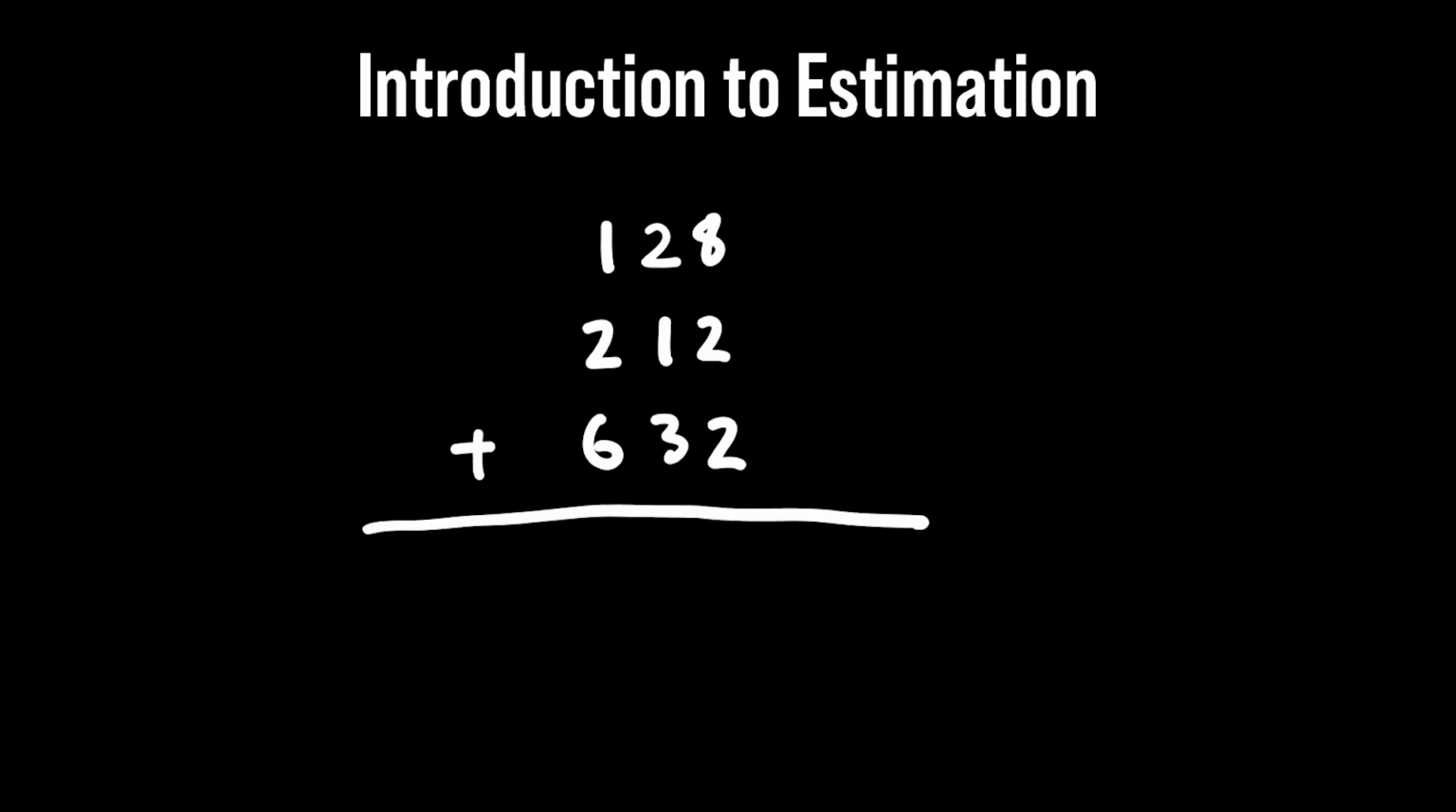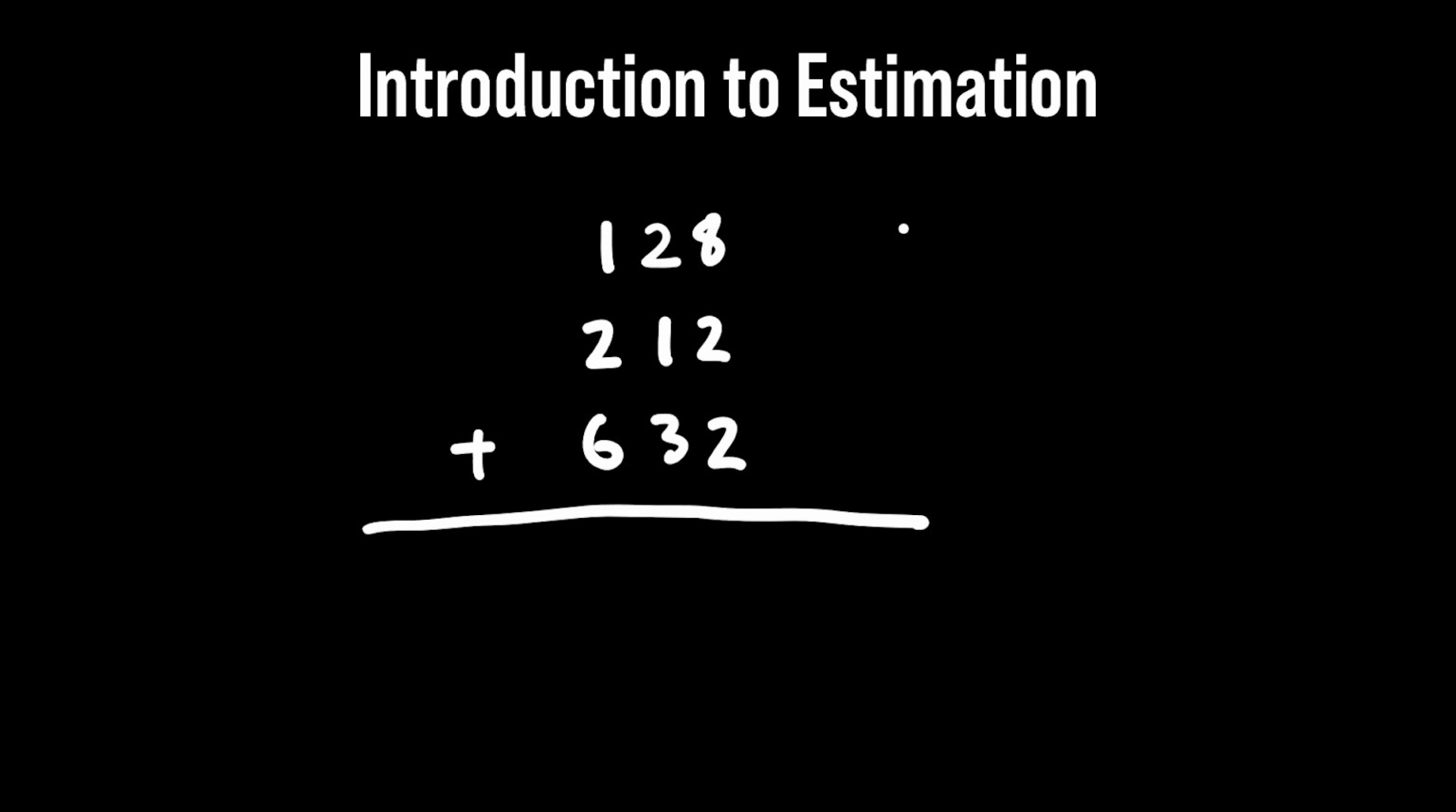Let's take an example. 128 plus 212 plus 632. We want to estimate this given amount by adding up all the values. And so we will round each number before adding them up.